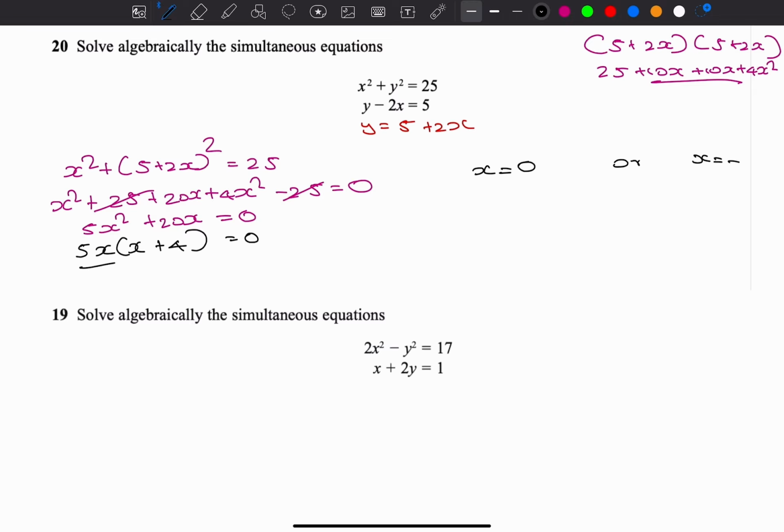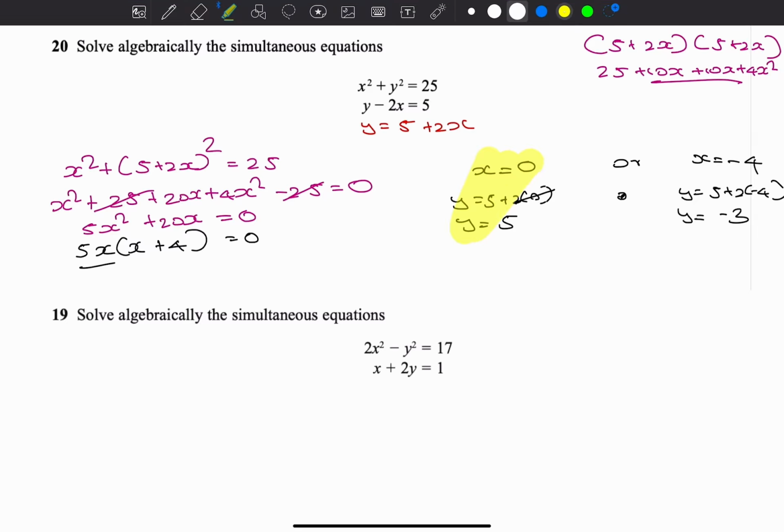minus 4. Now, if x is 0, y is equal to 5 plus 2 bracket 0, which is 2 times 0, which is 0 anyway, so 5. And this one, y equals 5 plus 2 times minus 4. Plug it through: 2 times minus 4 is minus 8, 5 minus 8 is minus 3. So you get a set of answers here, and a set of answers here. Okay.